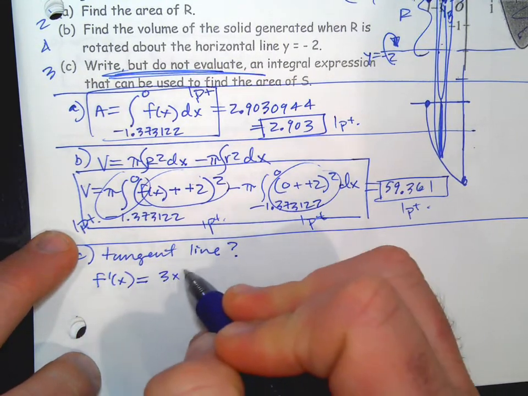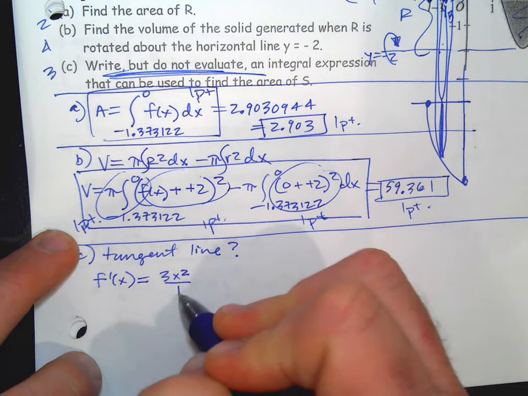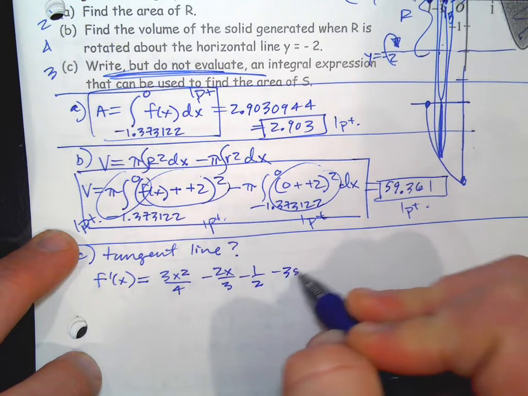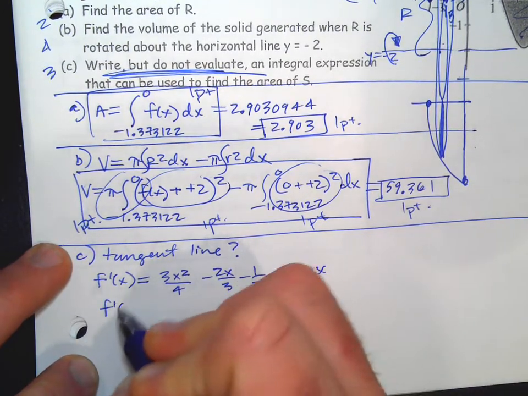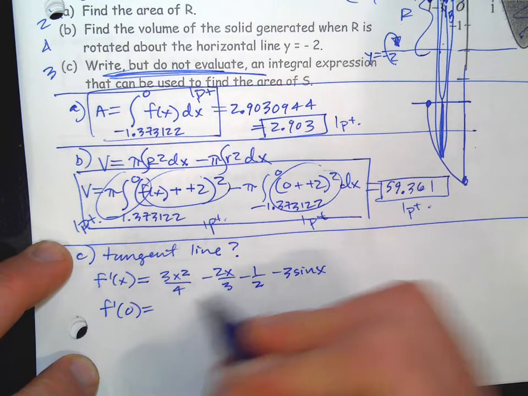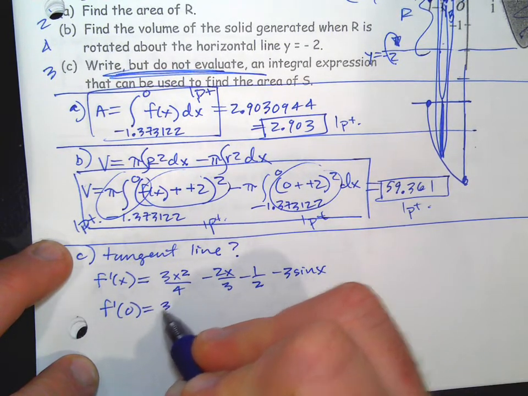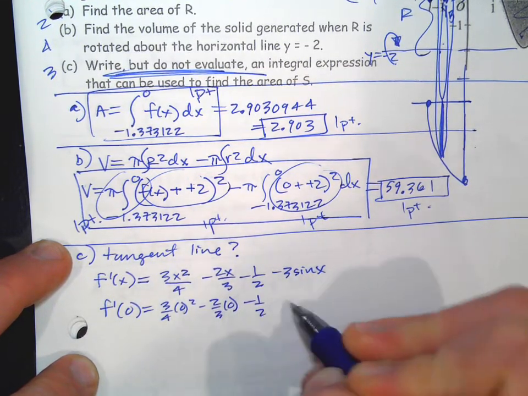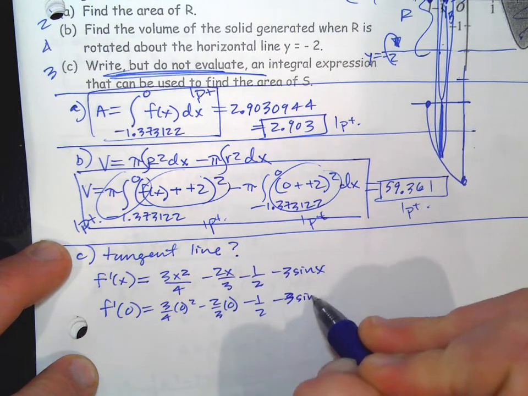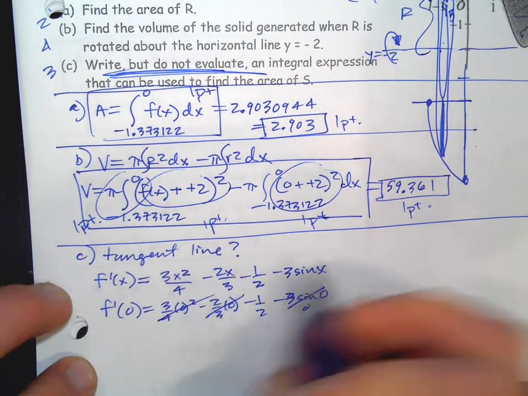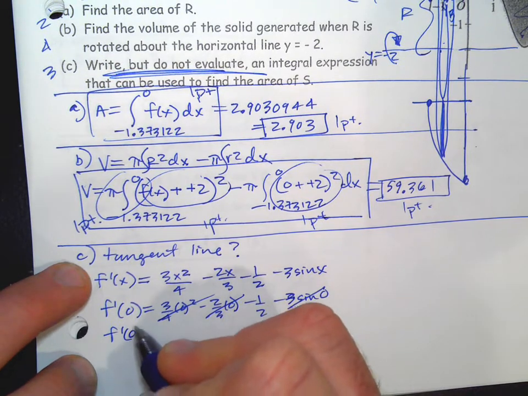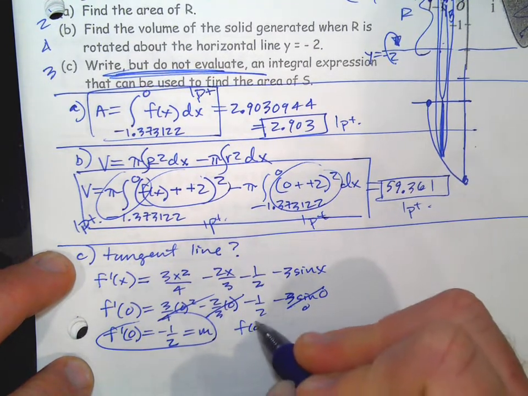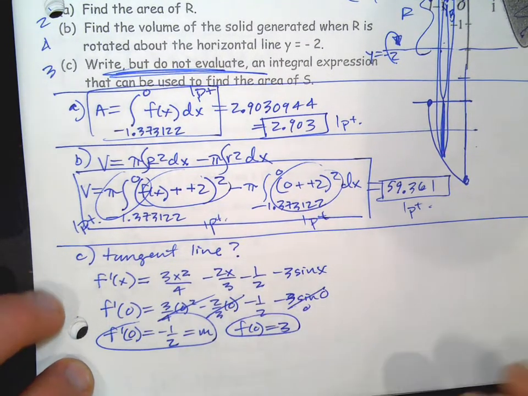It's going to be 3x squared over 4 minus 2x over 3 minus 1/2 minus 3 sine x. That's the derivative, and we want it at 0, where all of these are going to be 0 except 3/4 times 0 squared minus 2/3 times 0 minus 1/2 minus 3 sine of 0, which is 0. So the derivative at 0 is negative 1/2. That's your slope. You already have the point f of 0 equals 3, or you could calculate it pretty easily.